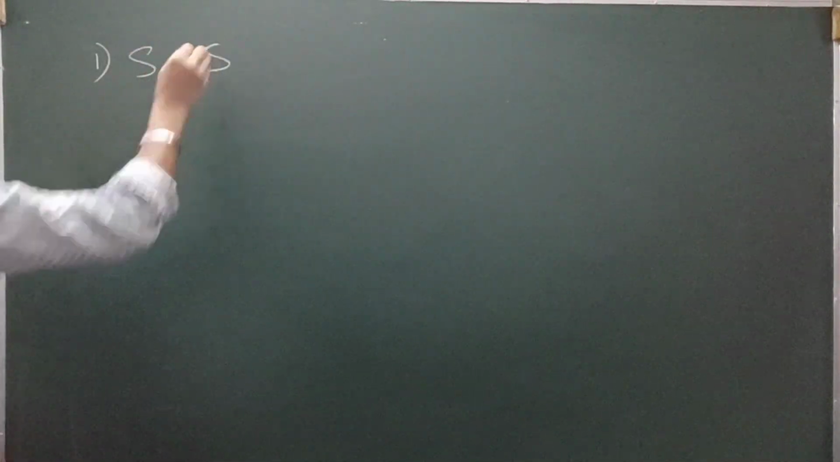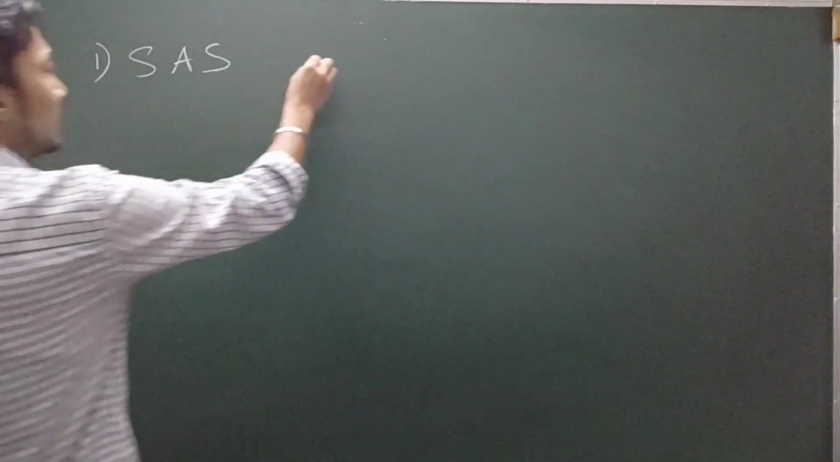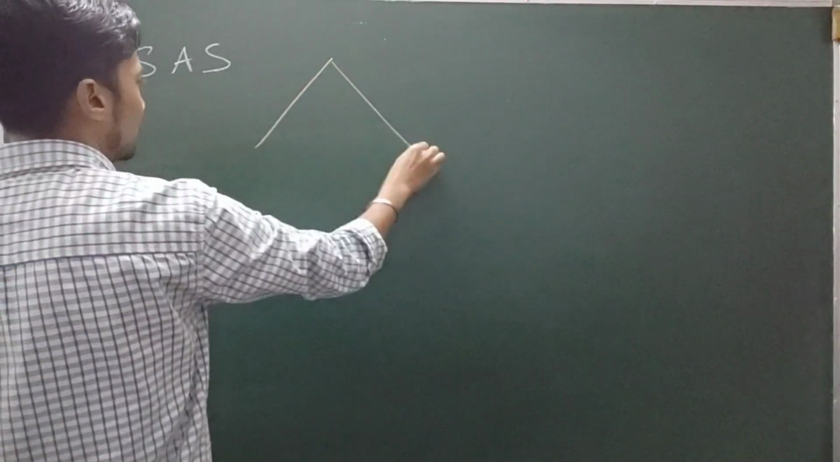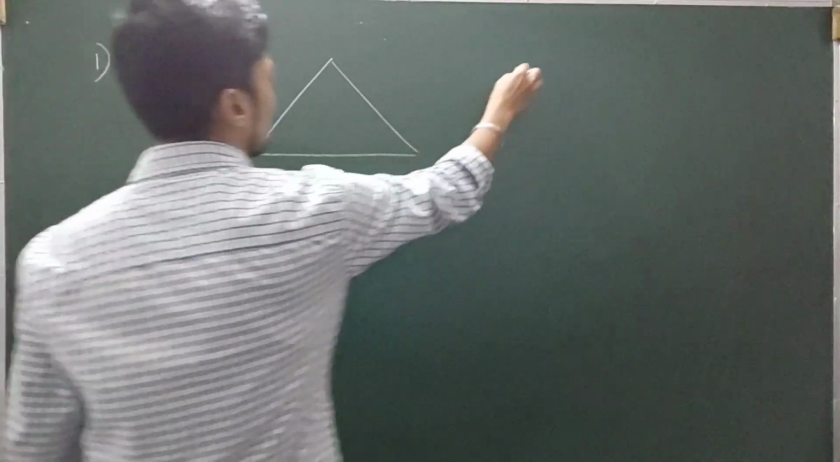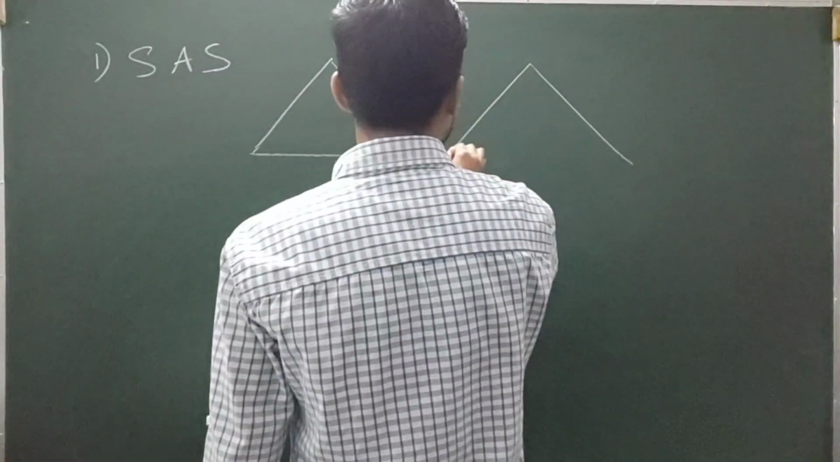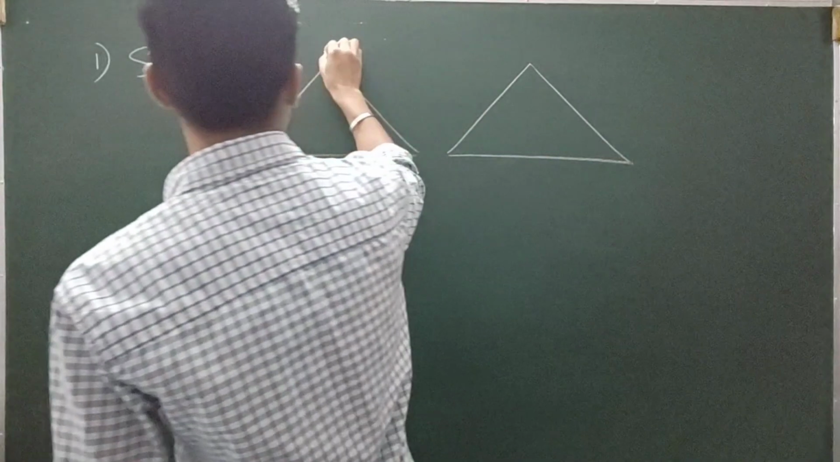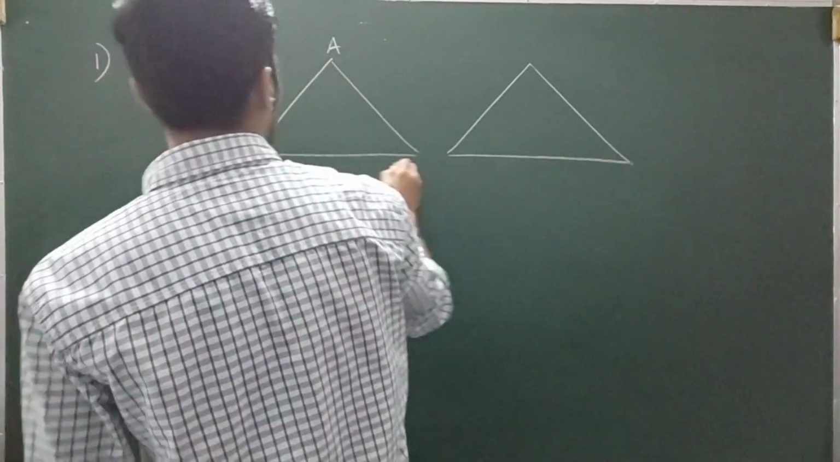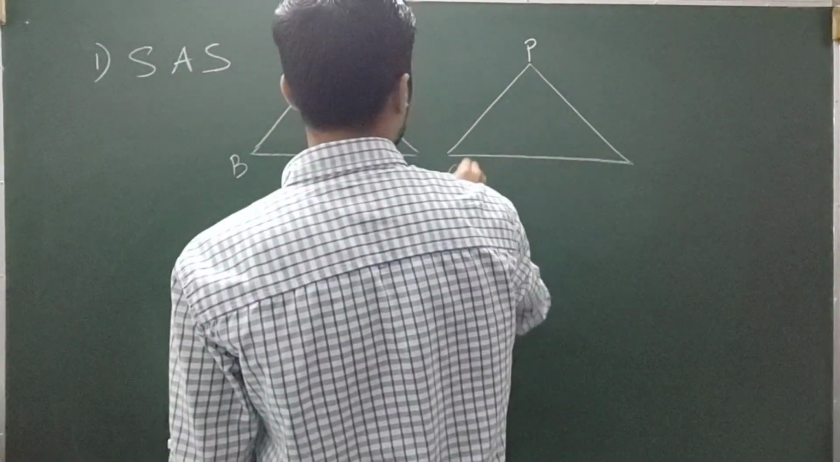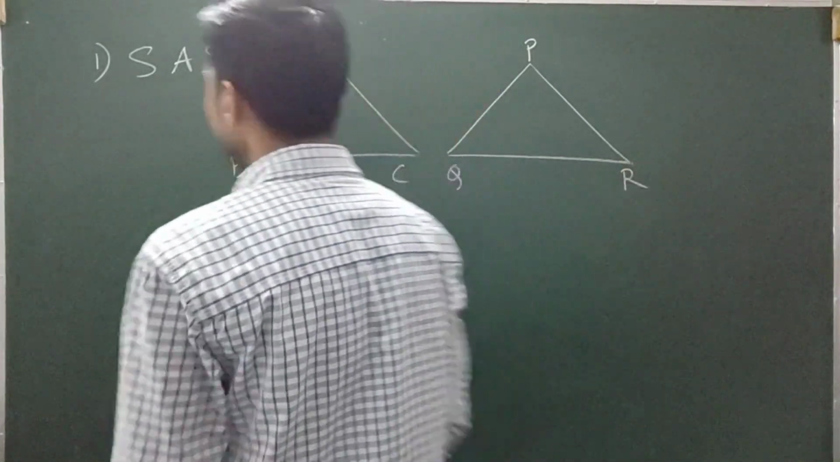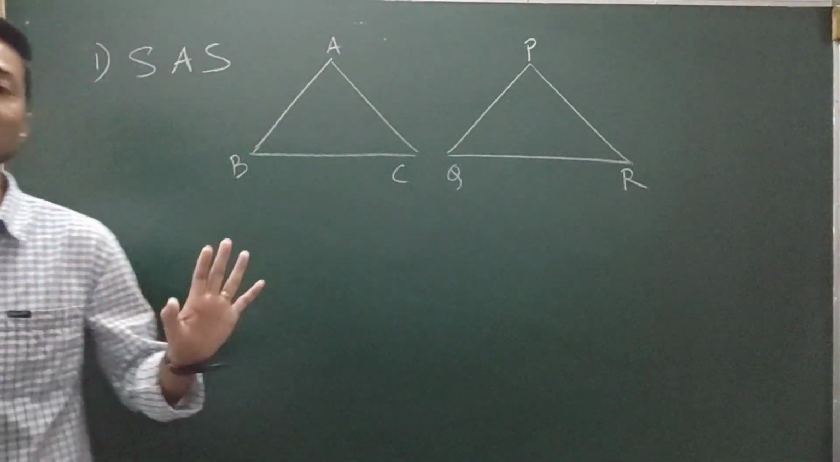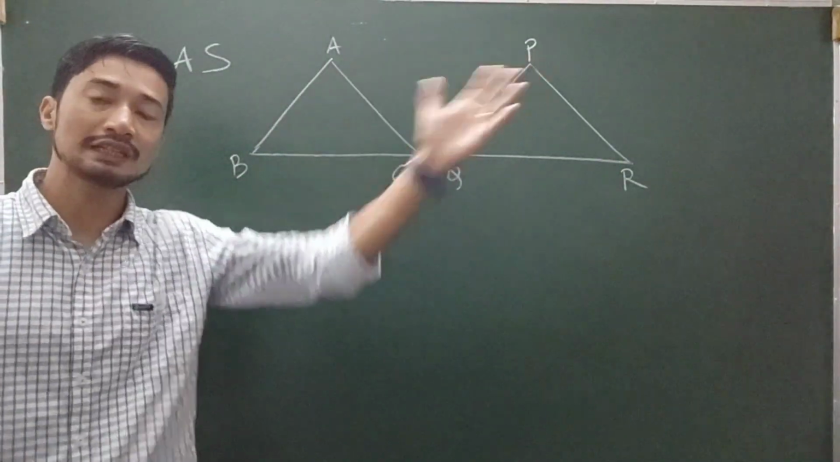Number 1: side, angle, side. I'll explain with the help of a diagram and an example. What do we mean by side, angle, side? Suppose we have two triangles. Though we have these 5 criteria now, they are the only criteria. Do not prepare anything new or discover anything new. Only those 5 criteria. We don't have any more criteria other than that.